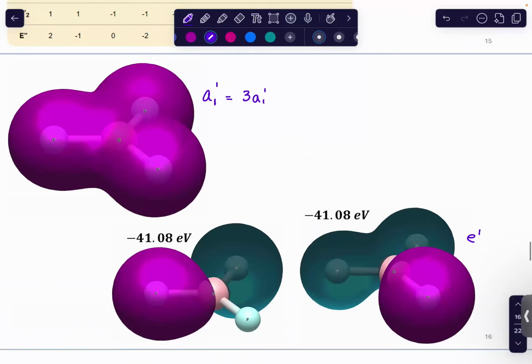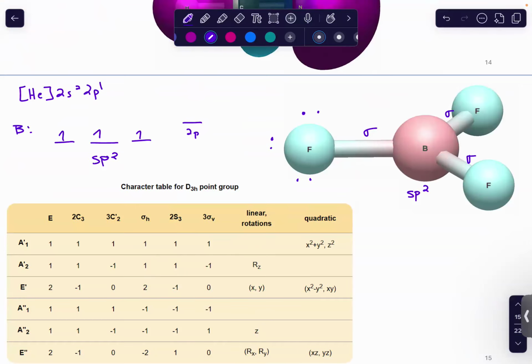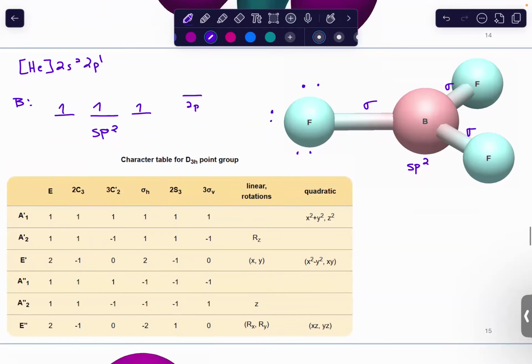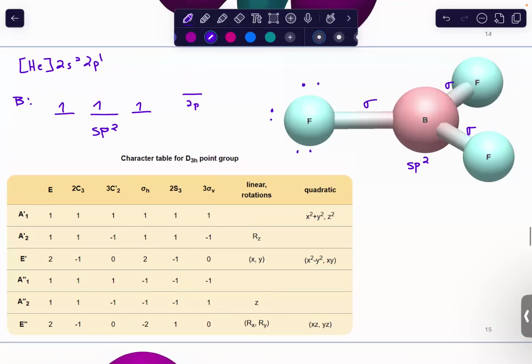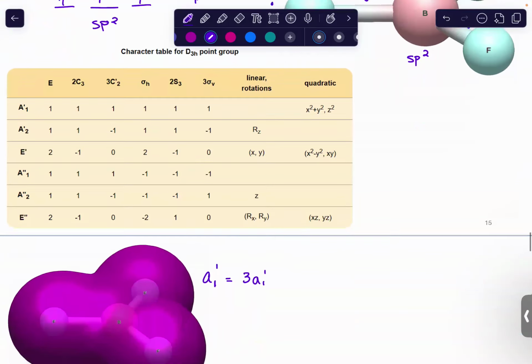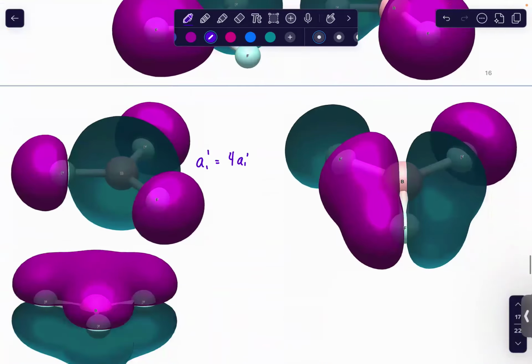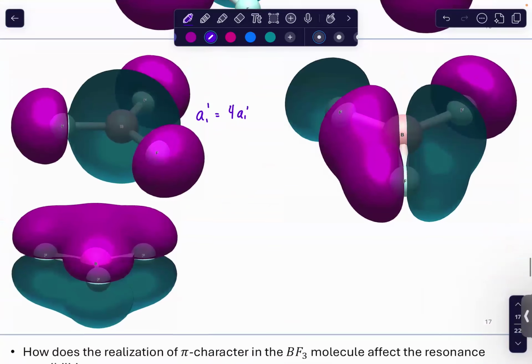So let's look at what we predicted: 3 sigma bonds. Do you predict any other interactions? I mean, you said something about the empty p orbital. Like, is there going to be some sort of resonance kind of thing going? Oh, there is. And this is something you would never have guessed in Gen Chem. What kind of character do you think is going to start to develop? Is it going to be kind of like a pi bond? Yep. Okay. Look at those two.